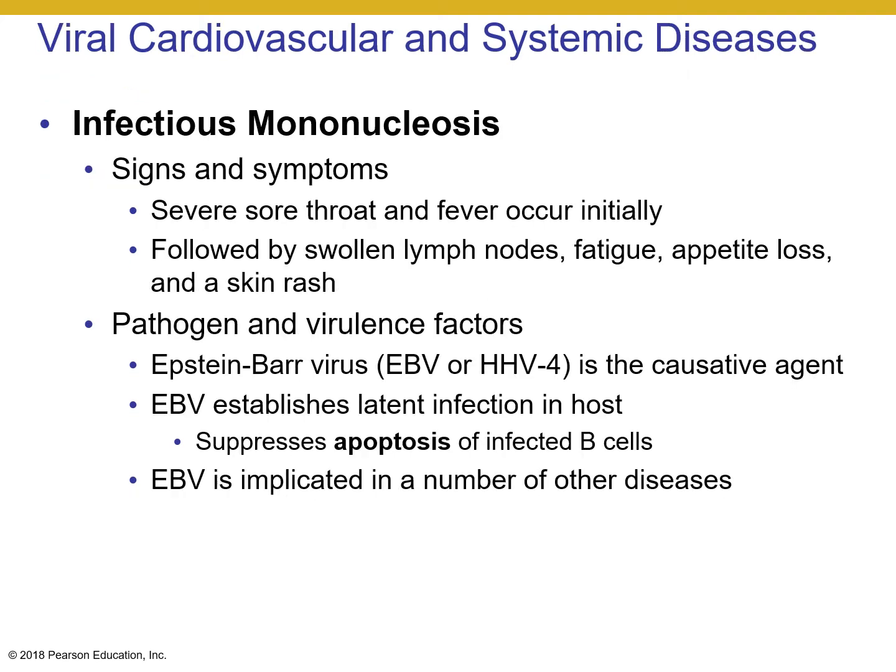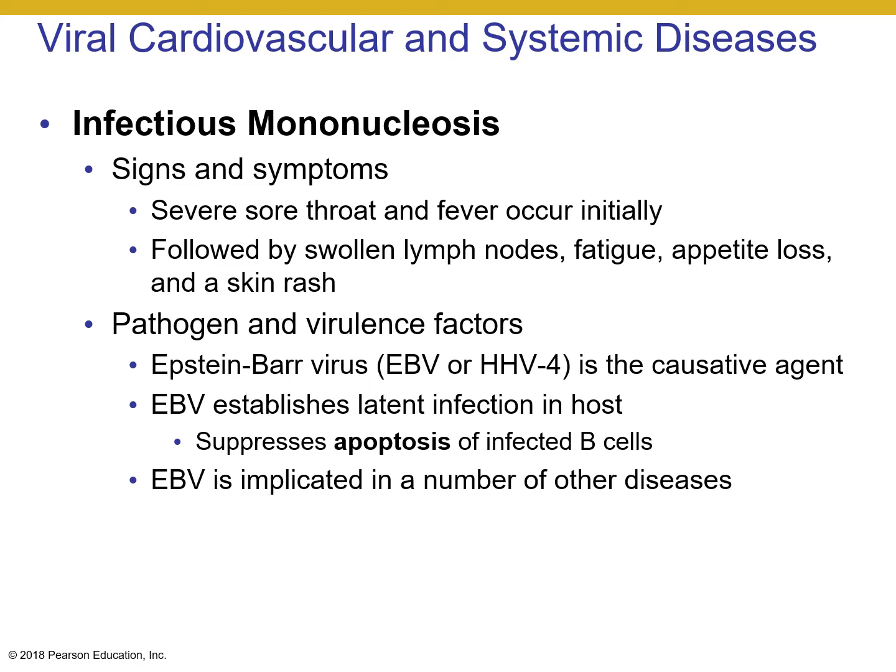One disease you are going to see is infectious mononucleosis. Aha! It is caused by Epstein-Barr virus, called EBV or HHV4. Most of the time I hear EBV. So basically what happens is EBV establishes a late infection and it suppresses apoptosis of B cells that it has infected, and it can cause many other diseases. More than likely, all of us have EBV in our system.